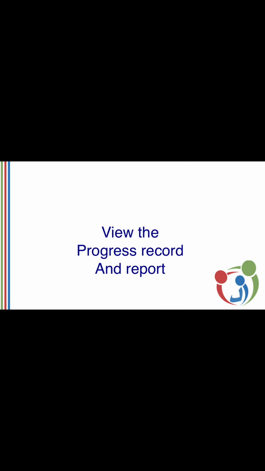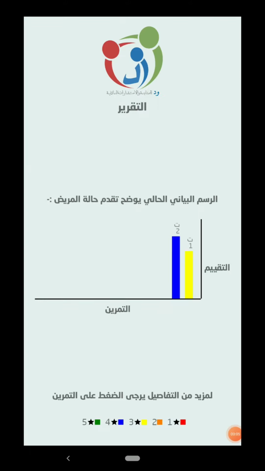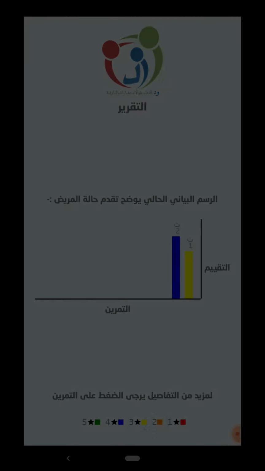The therapist can view the progress record and report by clicking on the progress record, then on the report. This graph will show the patient progress, his ups and downs.